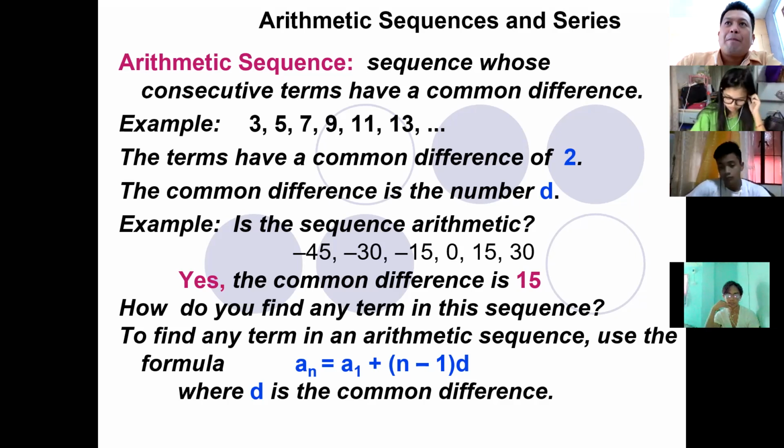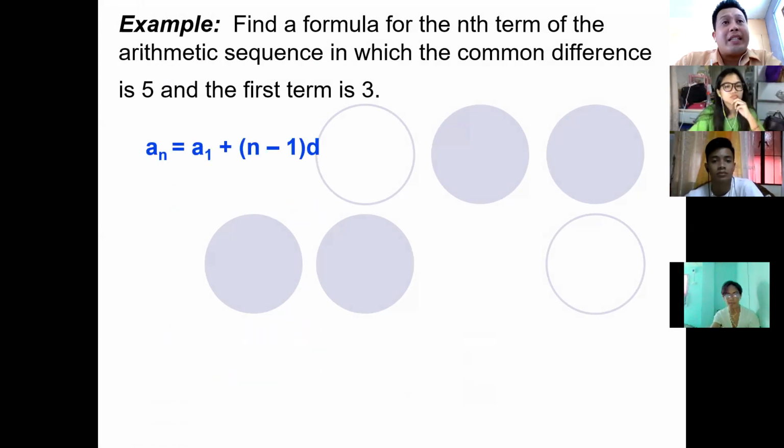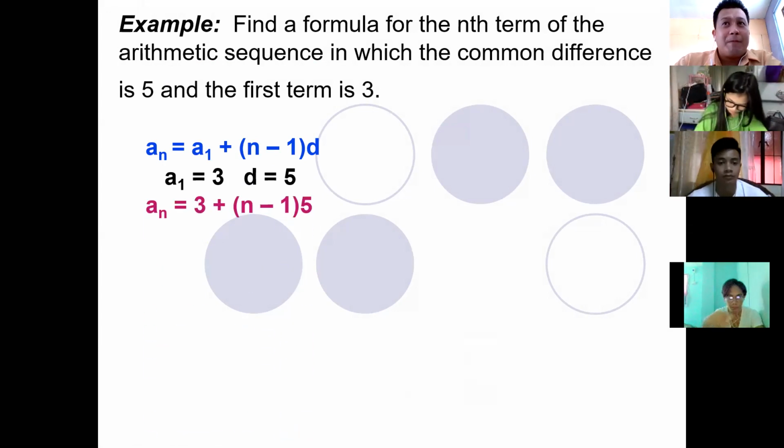Okay? So for example, we have here: find the formula for the nth term in an arithmetic sequence with a common difference of 5 and the first term is 3. So the formula is a sub n is equal to a sub 1 plus quantity n minus 1 times d, where the first term is 3 and the common difference is 5. Simply substitute 3 as the first term and 5 as the common difference.